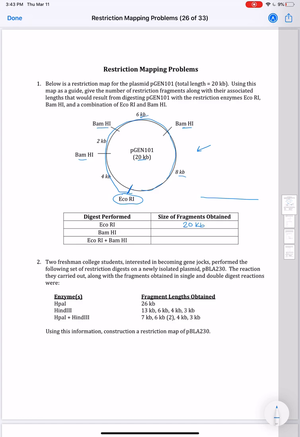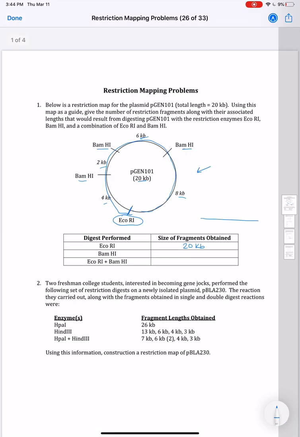And you should get that by adding 8 plus 6 plus 2 plus 4, or just knowing that the whole thing was 20. Each line has to total to be 20. Now, if you used BamHI, so we've got a BamHI here, here, and here, and we're going to ignore EcoRI for this one, then you would have one that was 2 kilobases, a piece that's 6 kilobases, and a piece that goes from this BamHI to this BamHI, which is 8 plus 4. So 2, 6, and then 8 plus 4 is 12 kilobases. So it cuts more times. And again, notice that 2 plus 6 plus 12 still adds up to the 20 kilobase total length.